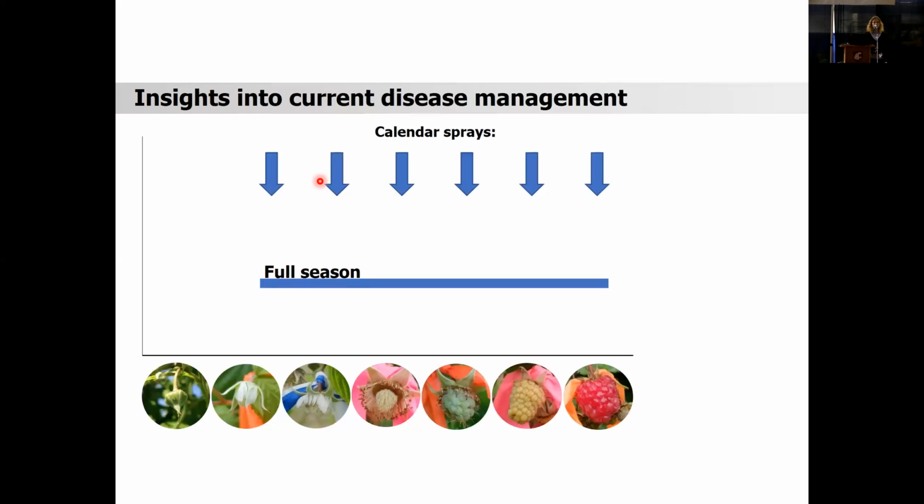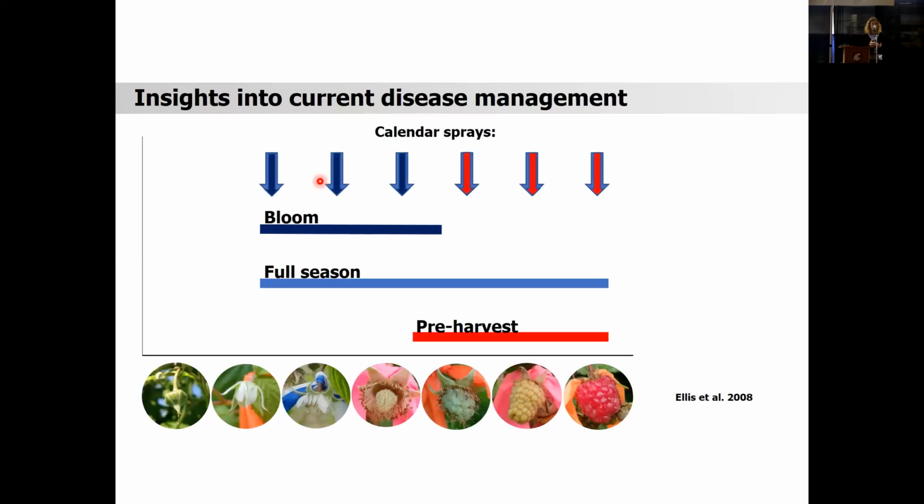However, there is not much research done on the effectiveness of different spray programs on raspberry fields, except probably just one that was done at Ohio State University by Michael Ellis in 2008, when they actually tested different fungicide programs on raspberry fields. The first program that they tested was a full season program, as described here. The second program was restricted only to bloom, so only flowers were treated with fungicides.